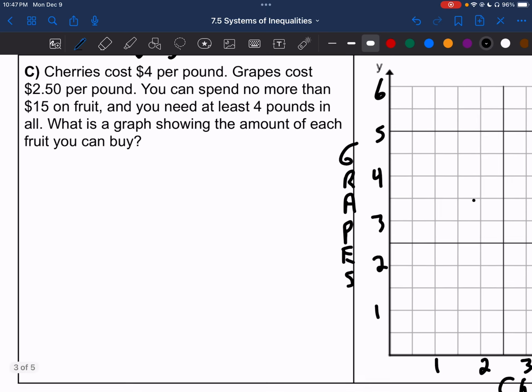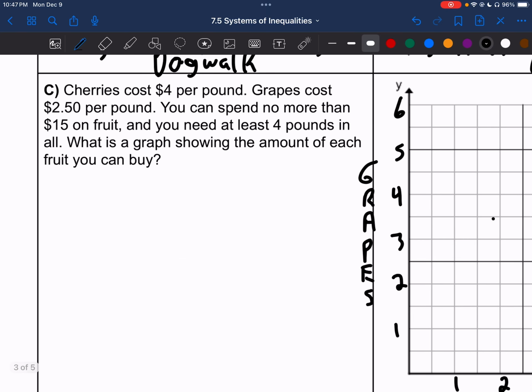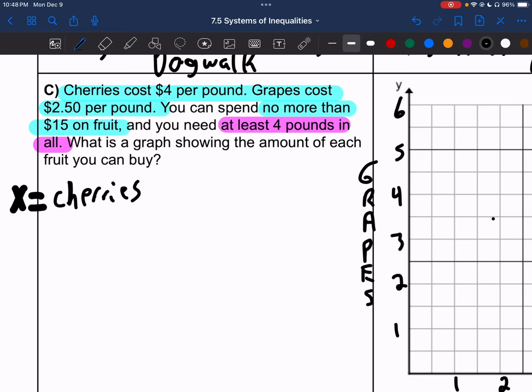All right, now let's look at our last one, letter C. Cherries cost $4 per pound. Grapes cost $2.50 per pound. You can spend no more than $15 on fruit. Well, those are definitely rates, and we have no more than 15 on fruit. So some sort of fruit salad. All right, now you need at least 4 pounds in all. Let's define our variables. x is going to be cherries. y is going to be equal to grapes.